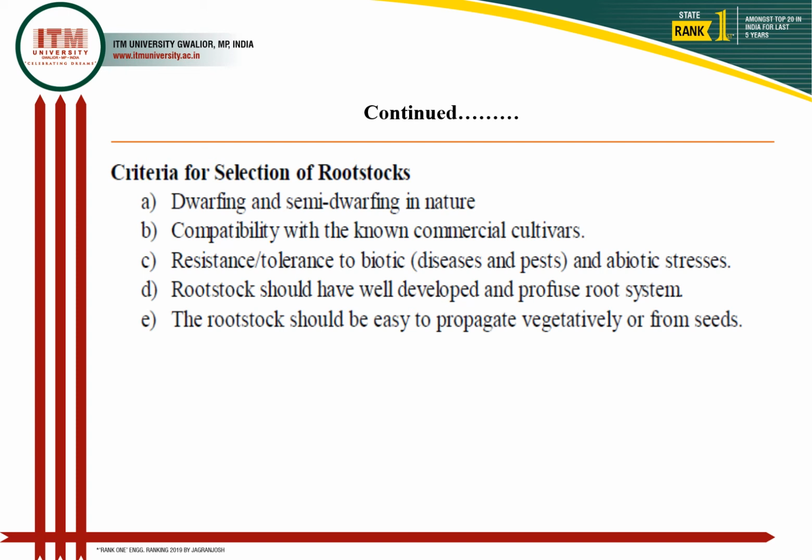It should have the ability to resist biotic and abiotic stresses, so that the rootstock should be compatible with that climatic region, and it will be able to carry the grafted or budded plants for better growth and development and commercial yield. The rootstock should have a well developed and profuse root system. That is another important aspect, and it should be easy to propagate vegetatively or from seeds. Any method can be used, but the propagation should be easy and convenient.